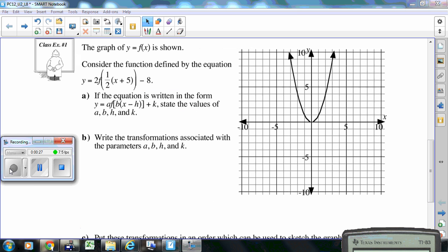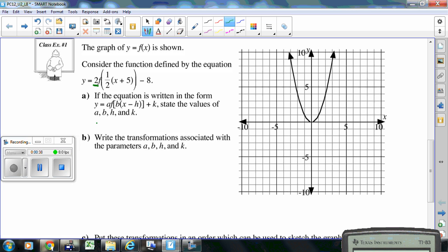To try this out again, we stretch, we reflect, we translate. So first thing I'm going to do here is stretch. I've got an a value of 2, which means vertical stretch factor 2. I've got a b value of 1/2, which means horizontal stretch factor 2. Remember, we always have to do the reciprocal of the b value.